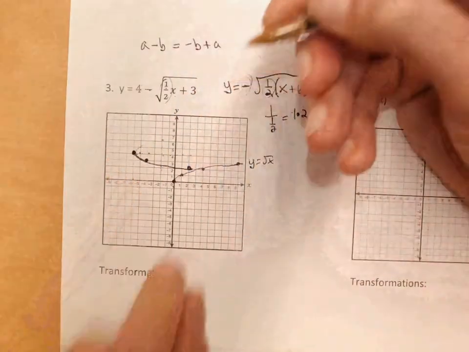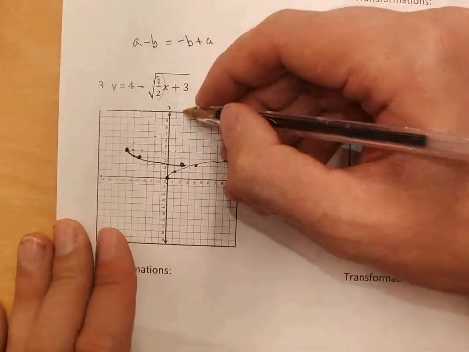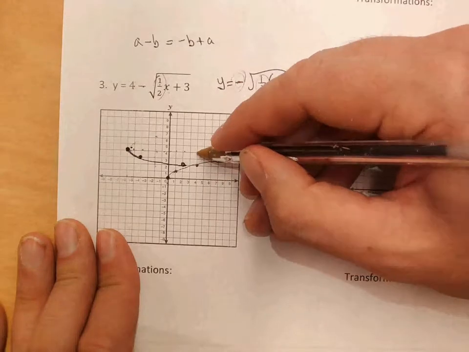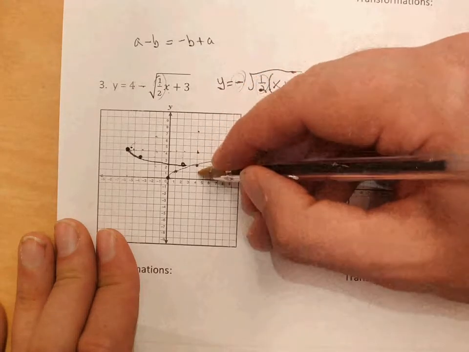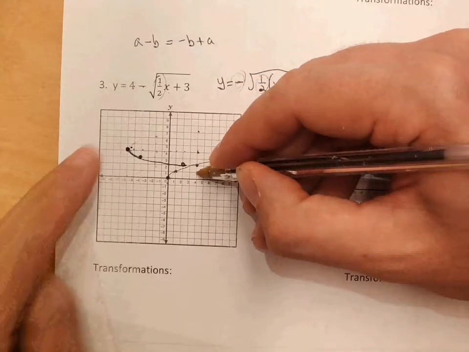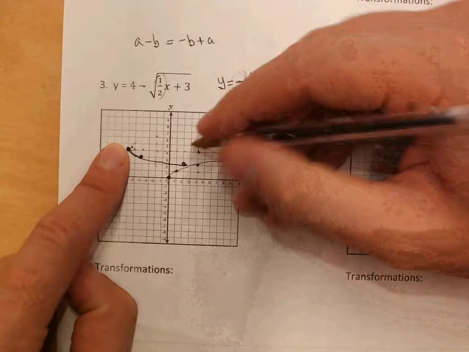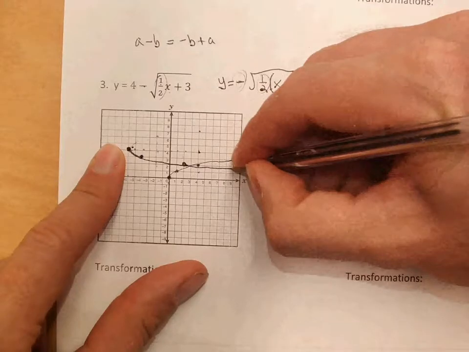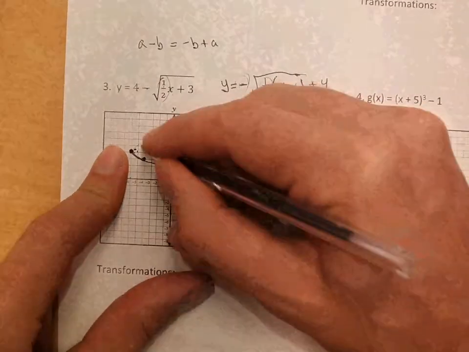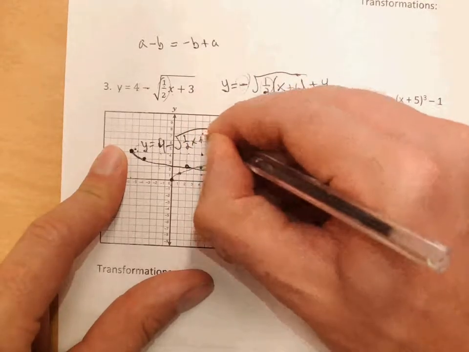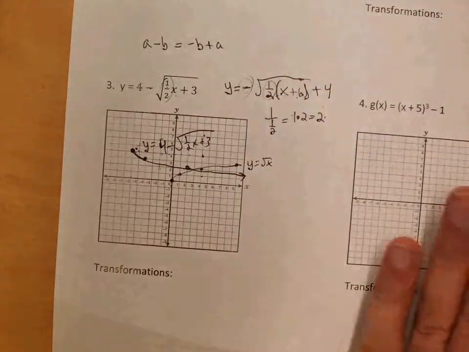The next number we can do the square root of is 9. Normally we would have square root of 9 away from the vertex. We'll be up by 3. Now it'll be down by 3, and instead of being at 9, it'll be at 18, which is off the graph already. So this is what our function is. This is y equals 4 minus square root of 1/2 x plus 3. That's a tricky problem.